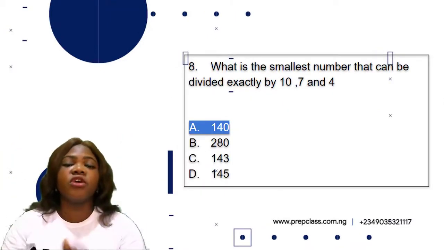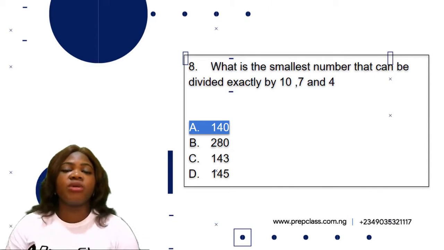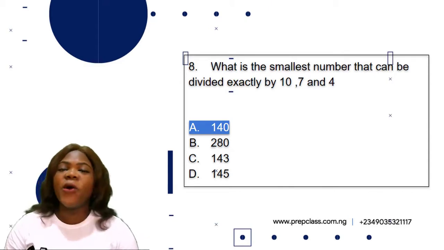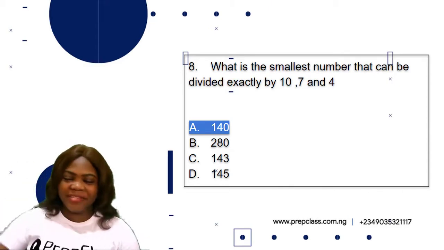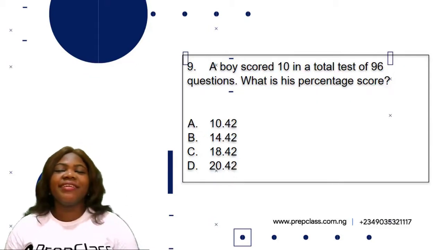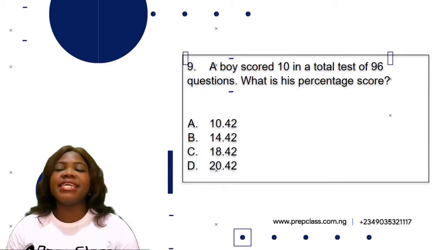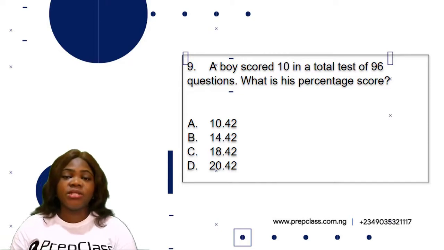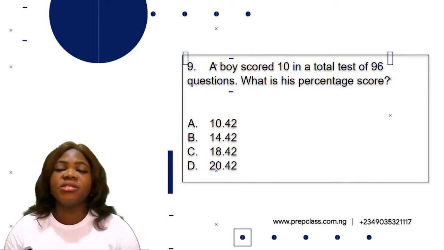So which of the following options is correct? Of course, the correct option is option A, 140. Check. Question 9. A boy scored 10 in a test of 96 questions. What is his percentage score?